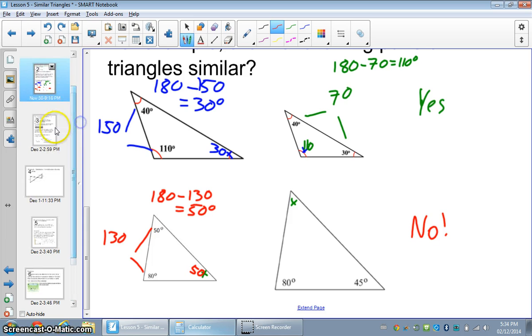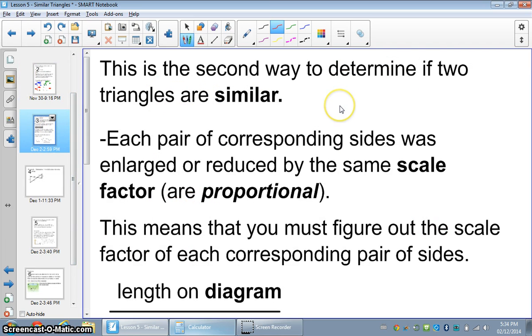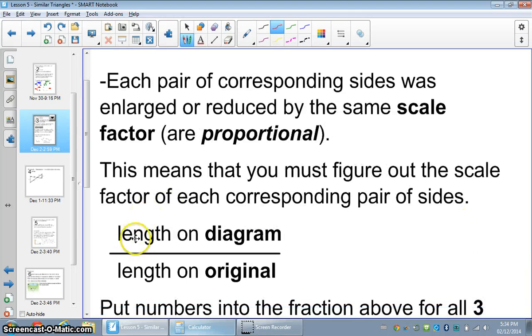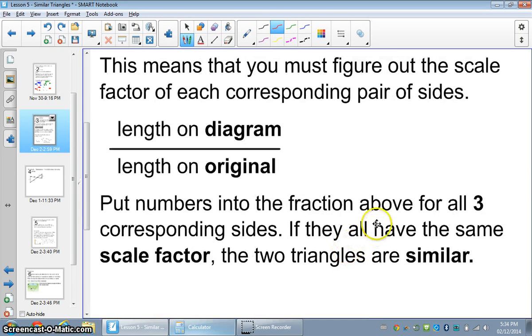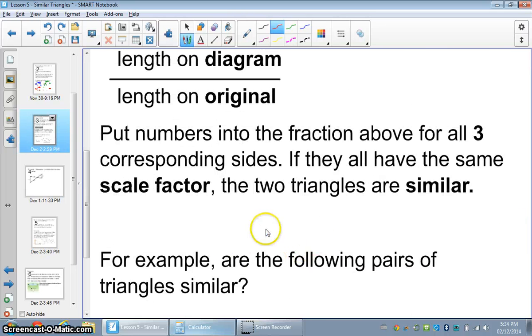Now here is the second way to figure out if they are similar or not. Each pair of corresponding sides would be enlarged or reduced by the same scale factor. Basically what we're saying is that all the sides are proportional to each other. So what this means is that you have to figure out the scale factor for each corresponding pair of sides. So again, that's by using this fraction. Length on diagram is always on top, length on original is always on the bottom. So put the numbers into the fraction above for all three corresponding sides. If they all have the same scale factor, then the two triangles are similar.